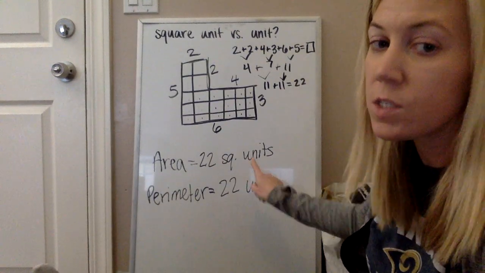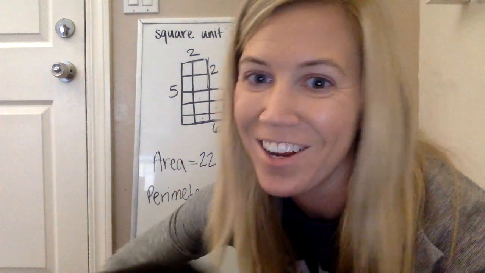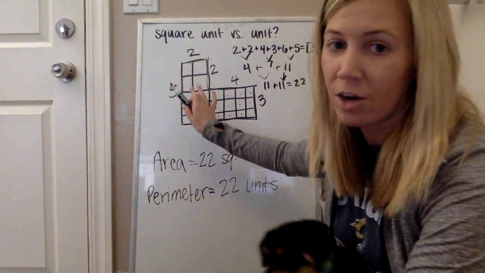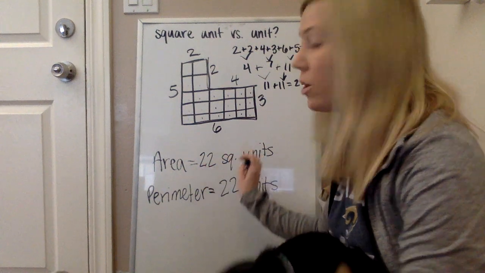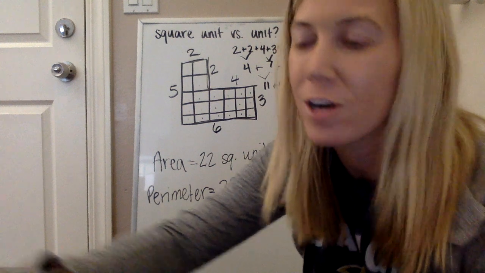So since they're not squares, because it's on the outside, they're just called units. But when it's on the inside with the area and you're counting the number of squares, the area is square units, outside are just units. Let's do a couple more.